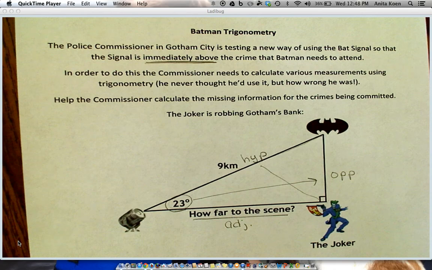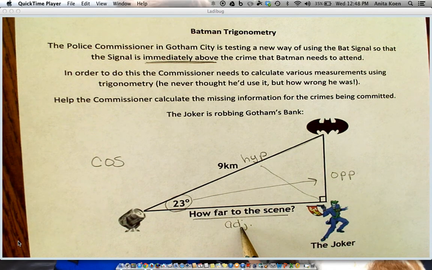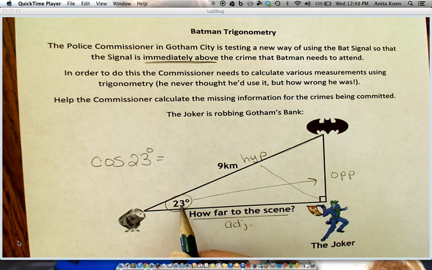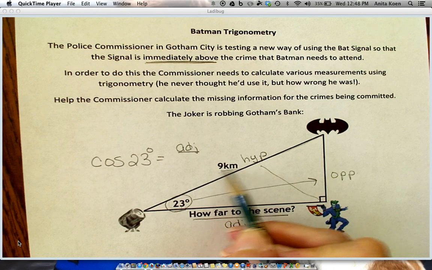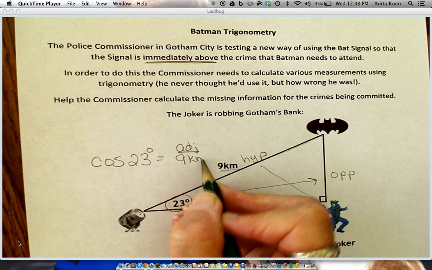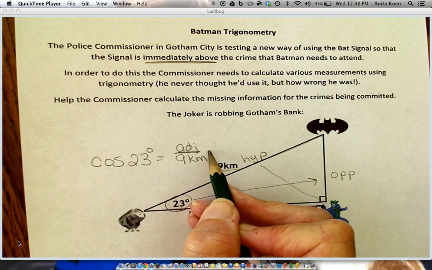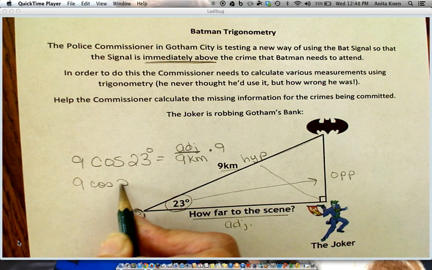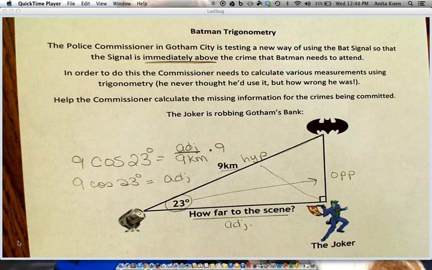which leaves the side that we need to know about to be the adjacent side. We also know that the cosine, let's write it here, is the adjacent side over the hypotenuse. So the cosine of our 23 degrees is going to be the length of the adjacent side, which is what we are looking for, over the hypotenuse, which we know is 9 kilometers. To undo this division, we're going to multiply both sides by 9 kilometers. So we now see that 9 times the cosine of 23 degrees is equal to our adjacent side, which is how far Batman needs to go.